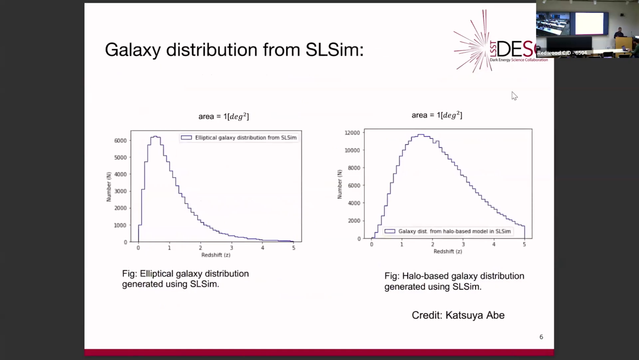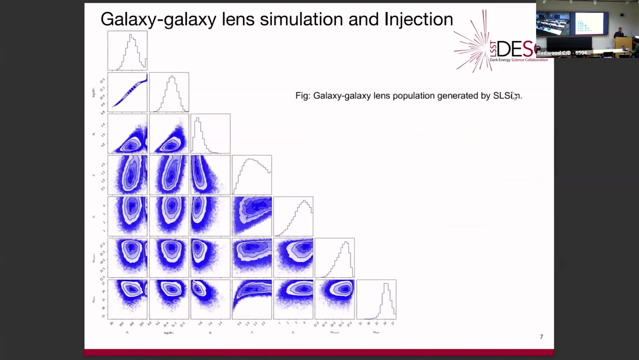Here are some distributions of galaxies generated by using SLSim. One can use SLSim to generate these galaxy distributions. The first kind of lens population that we can simulate is galaxy-galaxy lenses. Here is a corner plot showing a population of galaxy-galaxy lenses within a 1 square degree sky area. Once we have a lens population, we can simulate images of those lenses by using the image simulation module, which is inside SLSim.